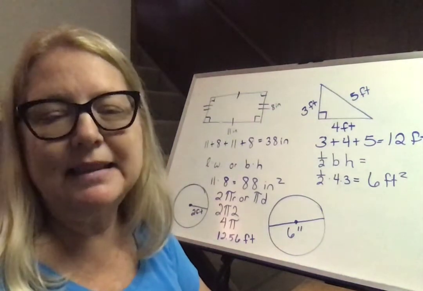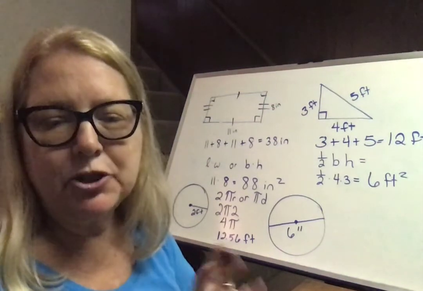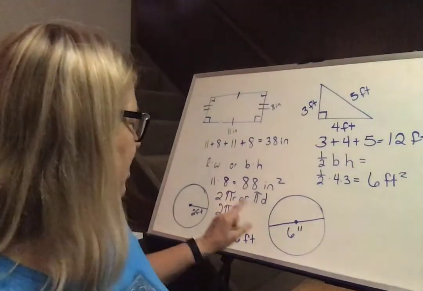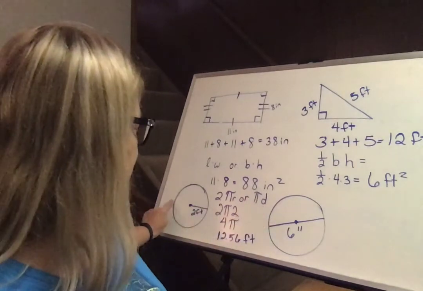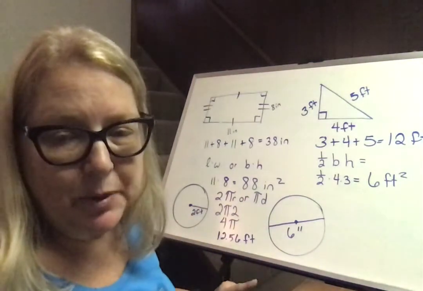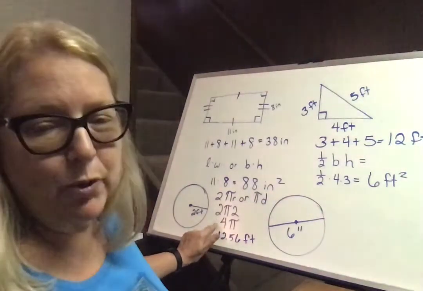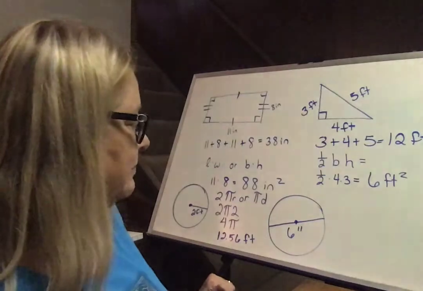Okay, that is circumference. 2 times pi times r. Or pi times d. But diameter is 2 times radius. 2 times radius would be 4. So 4 times pi. It's going to come out there.